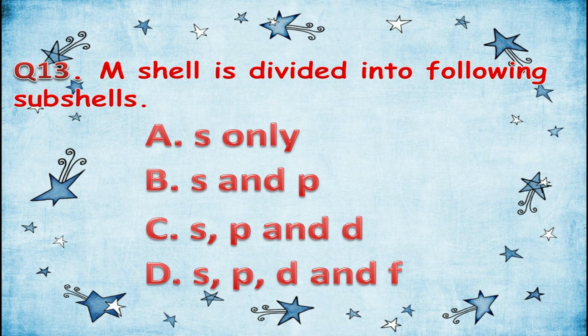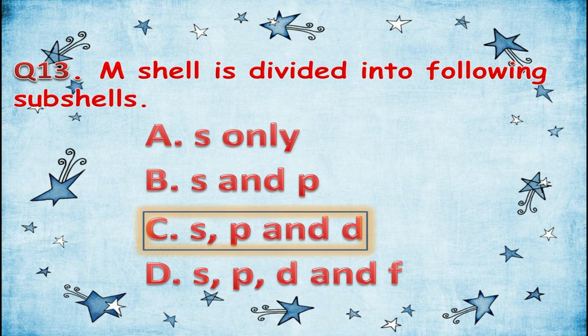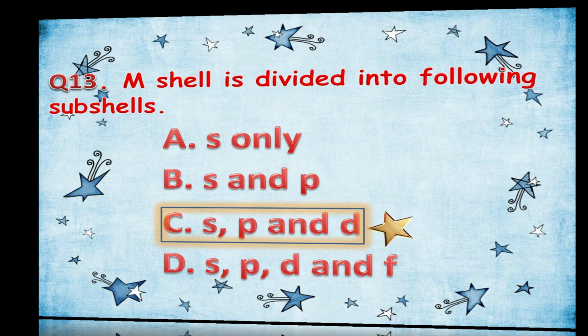Okay, time's up. The correct answer is option C, S, P and D, because M is the third shell, so it is divided into 3 subshells. You got 1 point for the correct answer. Let's do the next question.